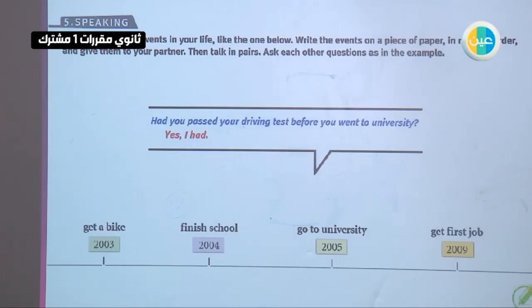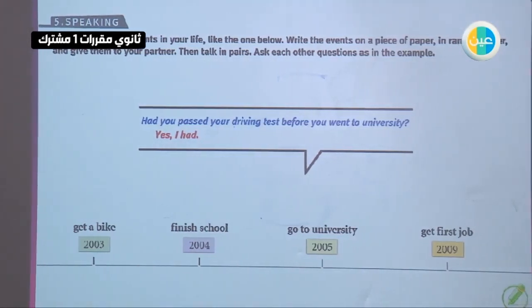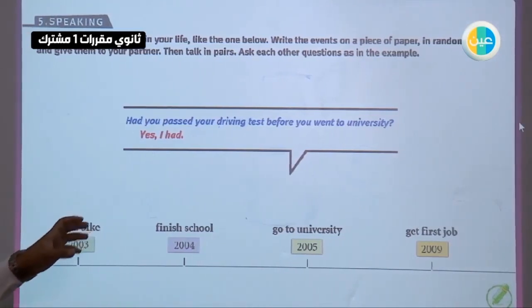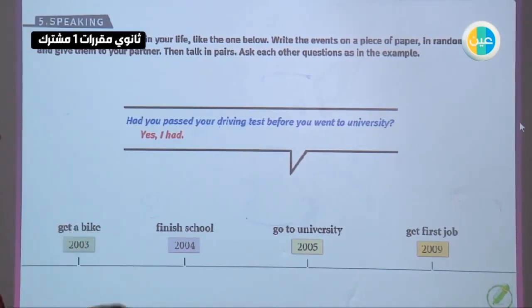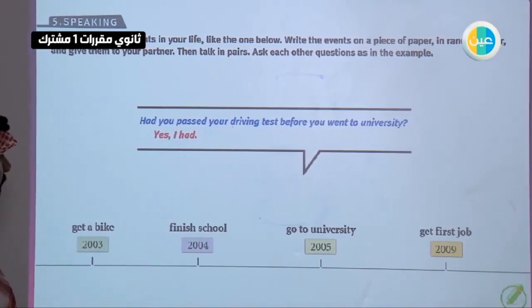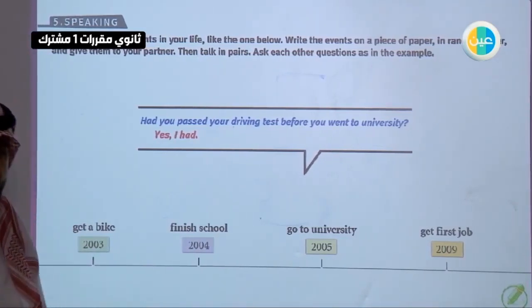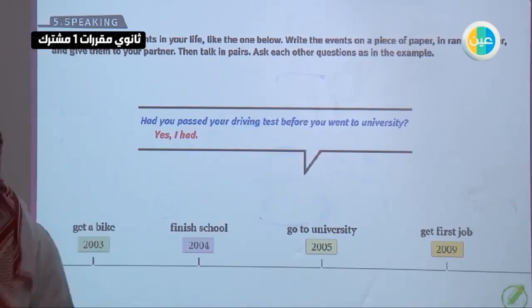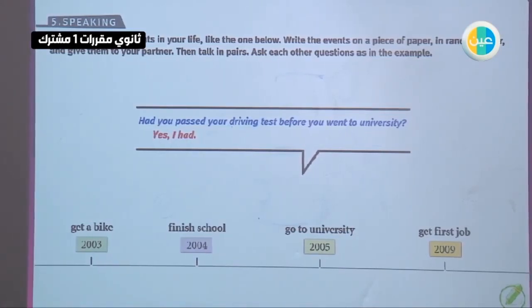The last part of our lesson today is speaking. Make a timeline of events in your life, like the one below. Write the events on a piece of paper in random order and give them to your partner. So just make some sentences in the past, and then you can organize them and put them in order by using the past perfect simple or the past simple. If something happened before the other one, you just use the past perfect simple.